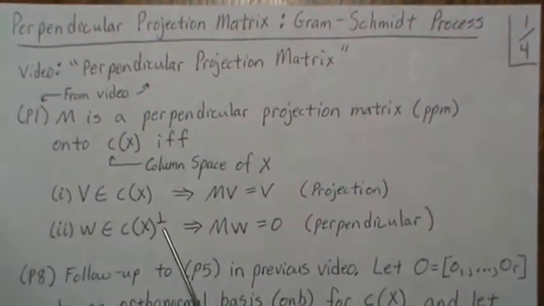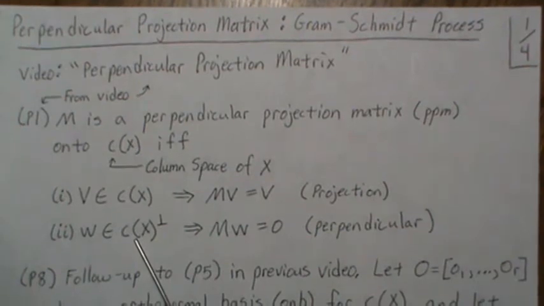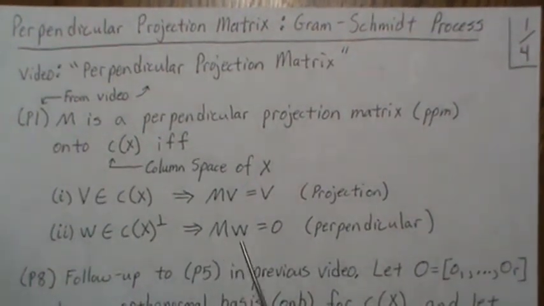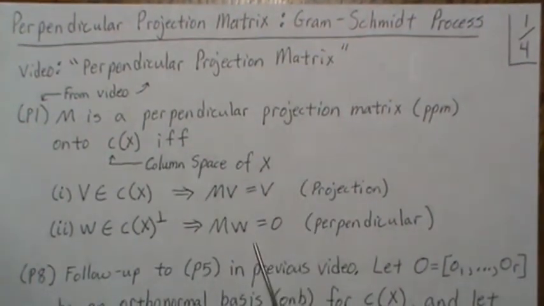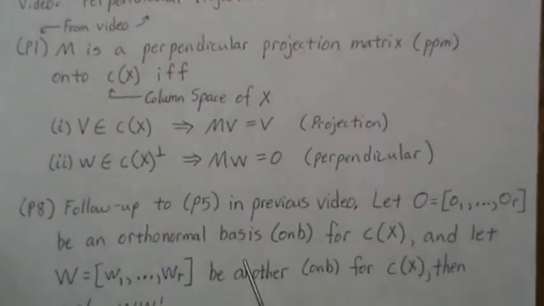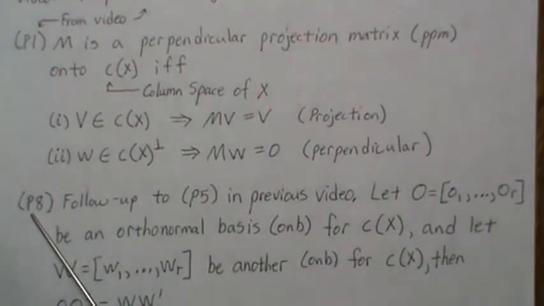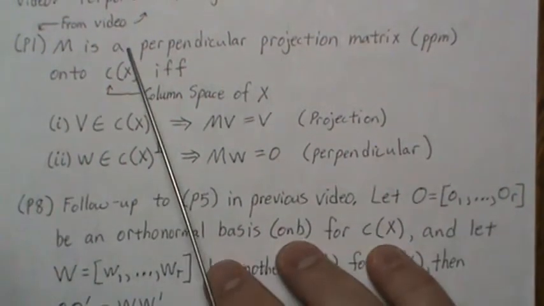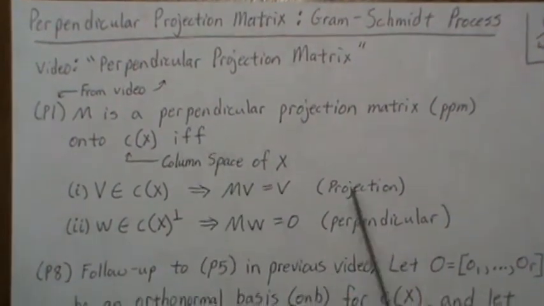If W is in the orthogonal complement of the column space of X, then M times W gives you the 0 matrix. They're perpendicular to each other. So the first property here, I'm going to call it P8 because we ended with P7 in this video.